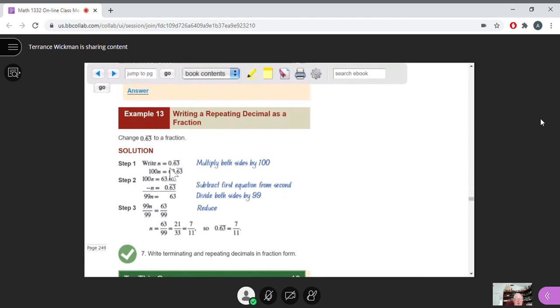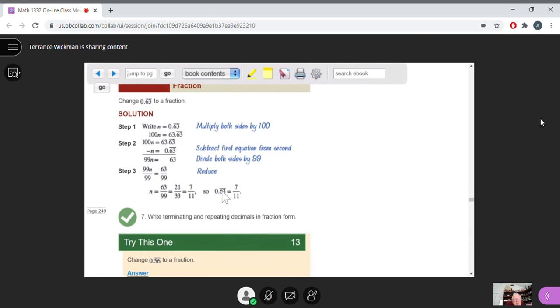But look, here is the original one, n equals 0.63 with a line over it. That's your second line. The first one is you multiply by, this time you have to multiply by 100, not a 10, because two of them have lines over it. So you get 100n equals 63.63. You subtract them, you get 99n equals 63. You get 63 over 99, and that reduces. It gives you 7/11. Let's see if our calculator will do that.